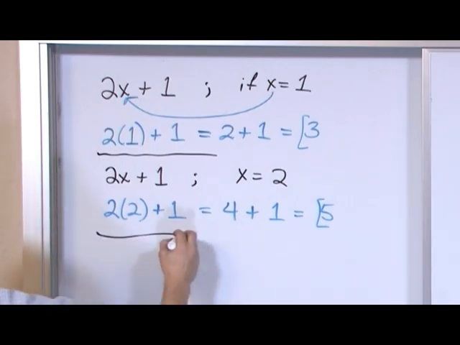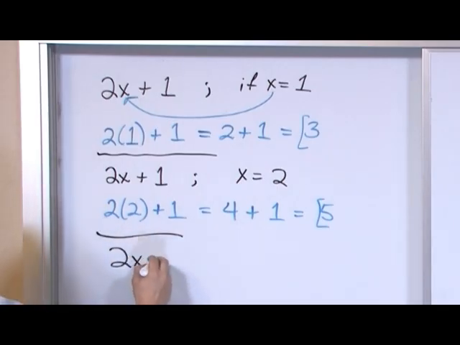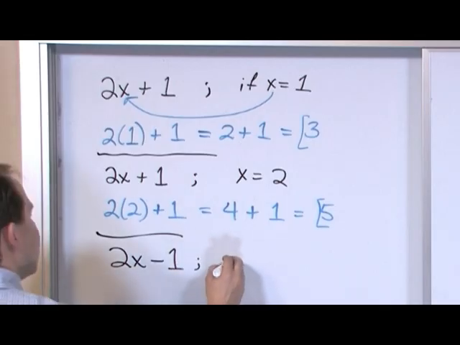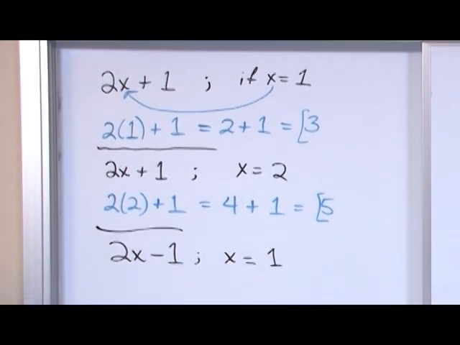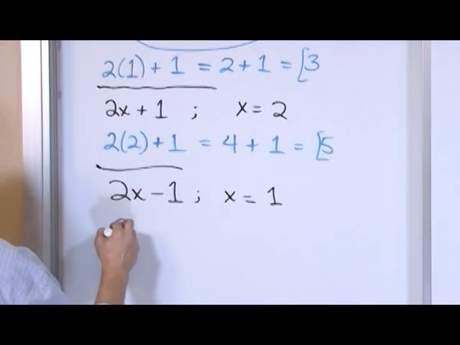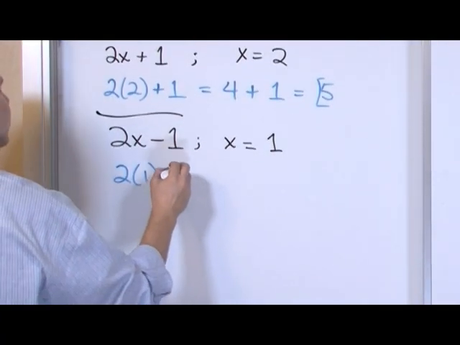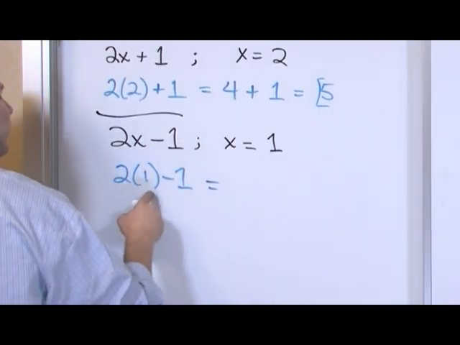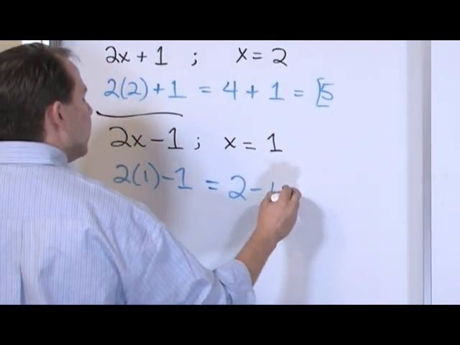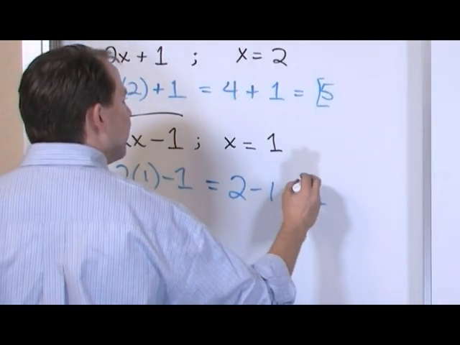What if you had 2 times x minus 1 is our expression, and let's say x is equal to 1. Do the same exact thing. You take it and you stick it in there. So 2 times 1 minus 1. From here, we're just substituting it back in. 2 times 1 is 2 minus 1. 2 minus 1 gives us 1. And that's the answer.